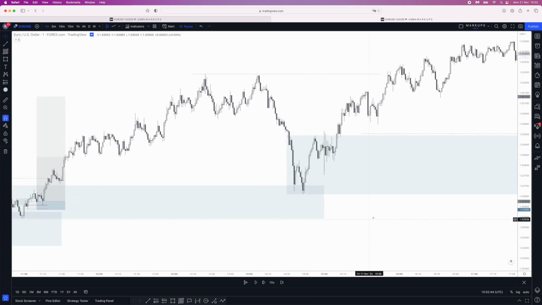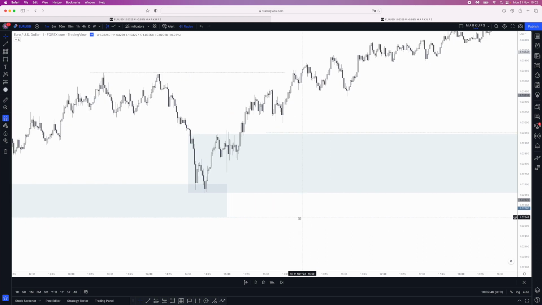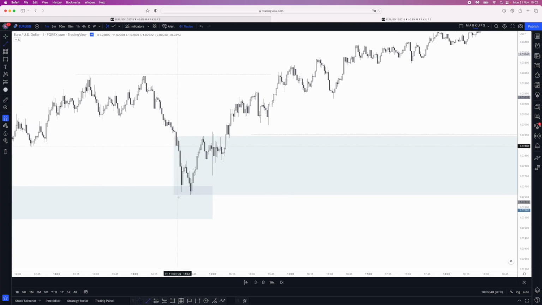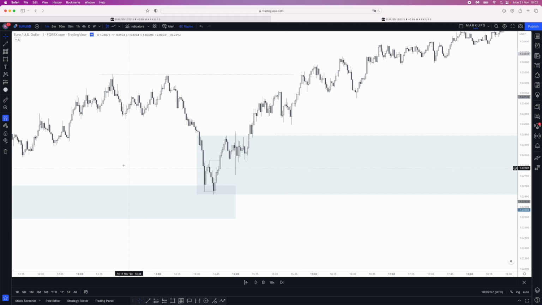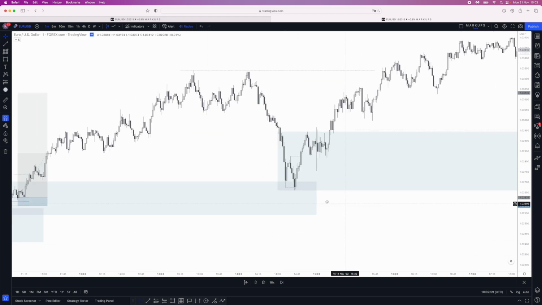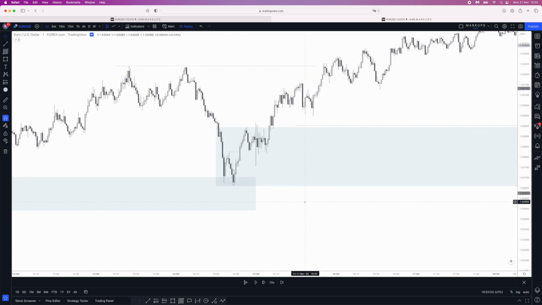What you will notice is we come back down into this demand. We do get a change of character, and it actually looks like there's not another opportunity to get involved in here, which is absolutely fine. You don't need to be involved in every single trade in the market. If you caught the trade here, the likelihood is you wouldn't be taking a trade here anyway.